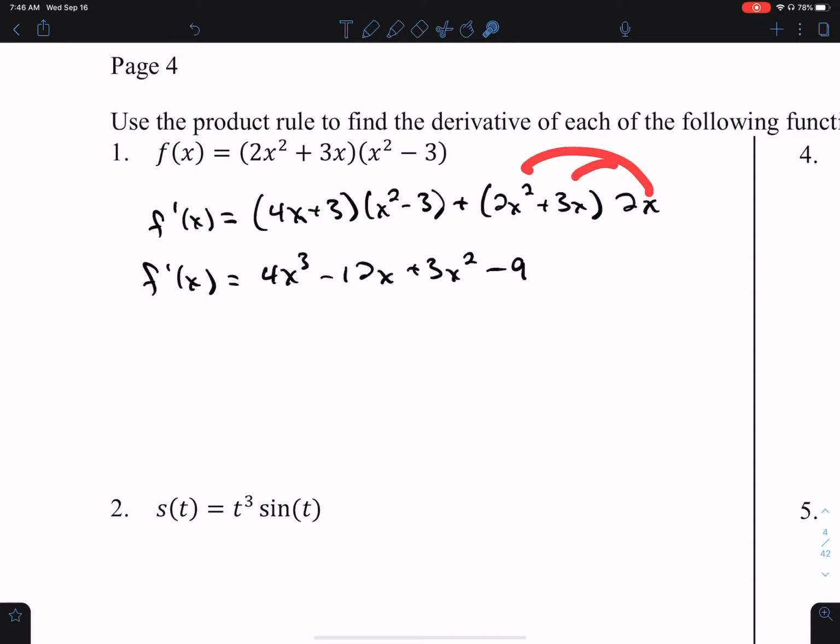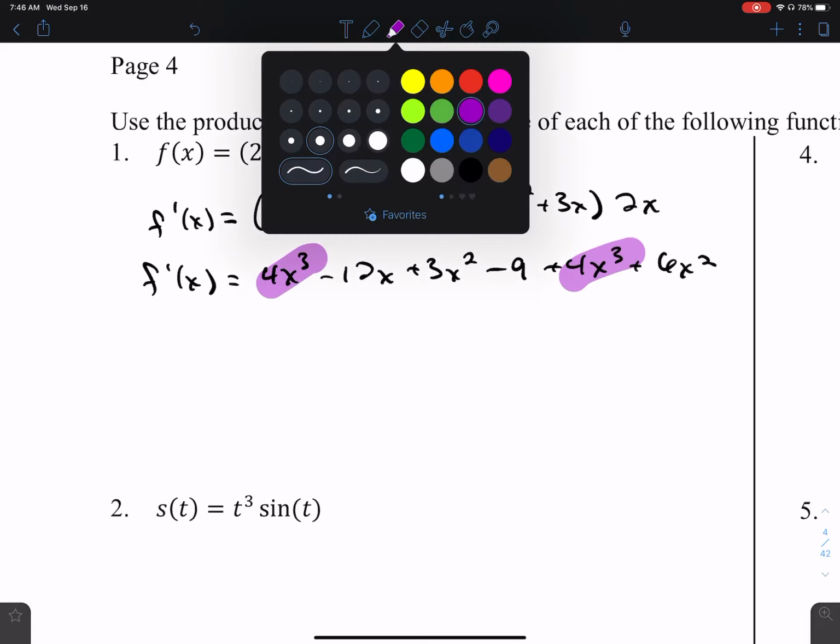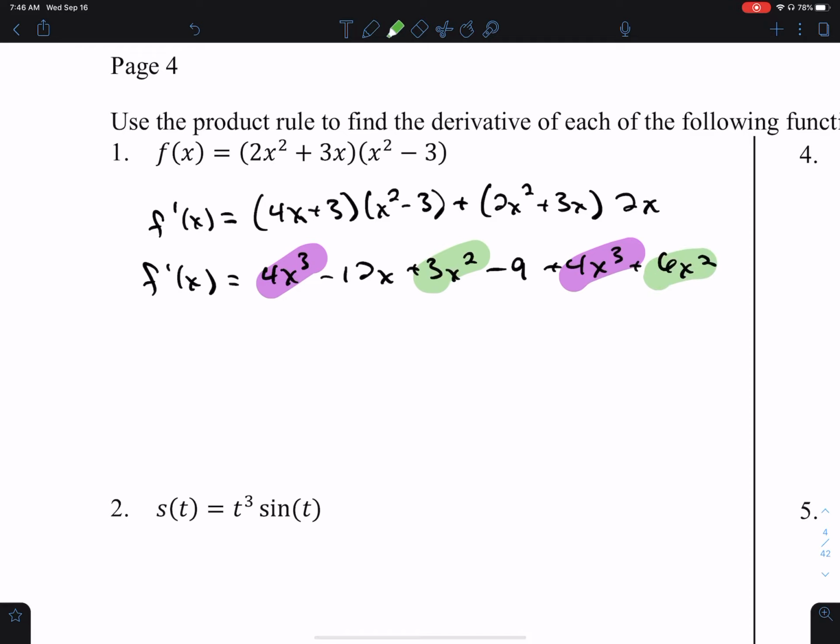If we distribute this 2x, we're going to get 4x cubed plus 6x squared. Combine like terms, we got some cubes up in here, we got some squareds. So f prime of x is going to be 8x cubed plus 9x squared minus 12x minus 9. Let's check out number 2.